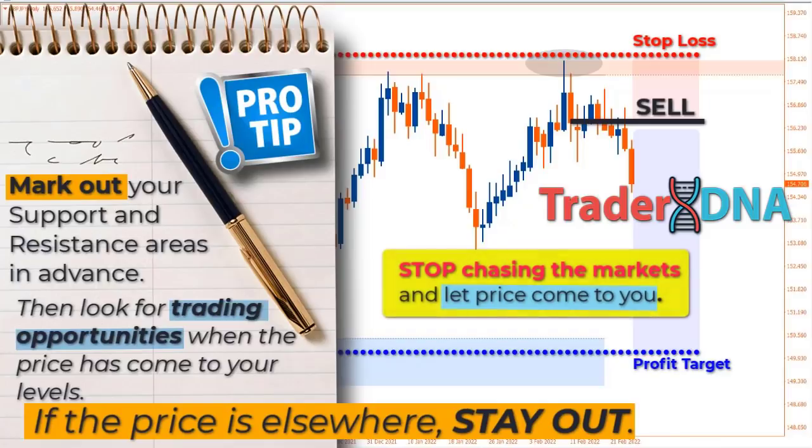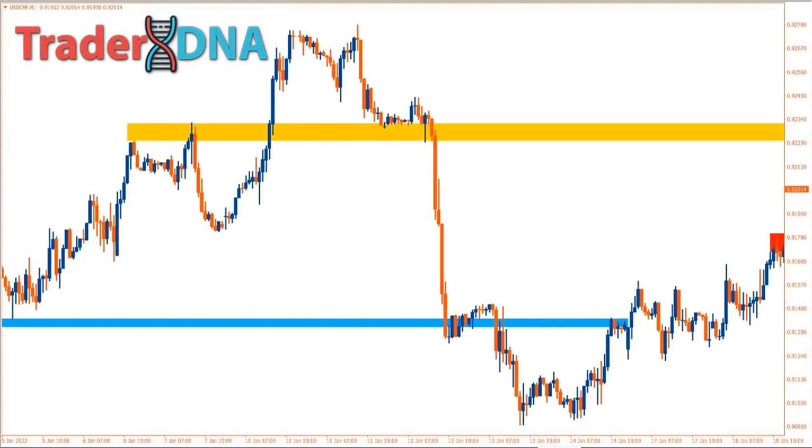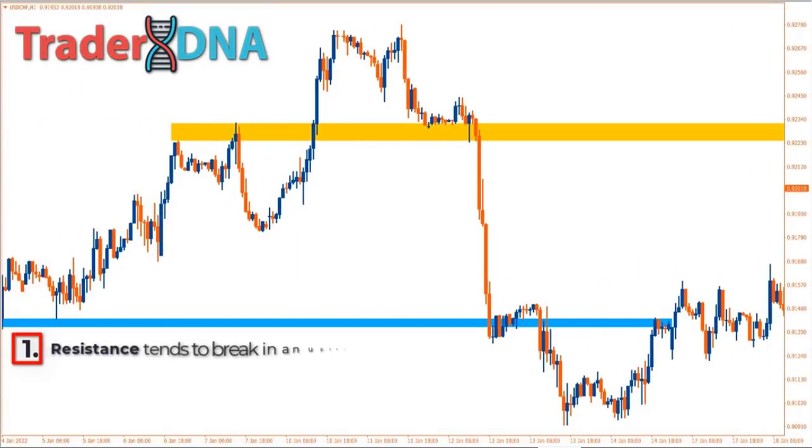And now, how to tell when support or resistance will break so you don't get trapped. The takeaway is this. First, resistance tends to break in an uptrend. For an uptrend to continue, it has to consistently break new highs. Thus, shorting at resistance is a low probability trade. Instead, going long at support is a better trade.